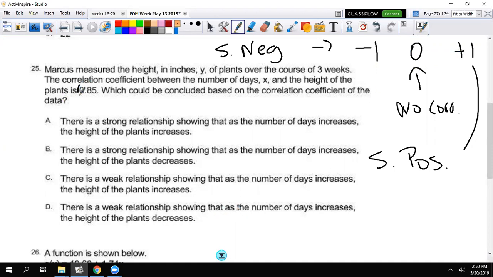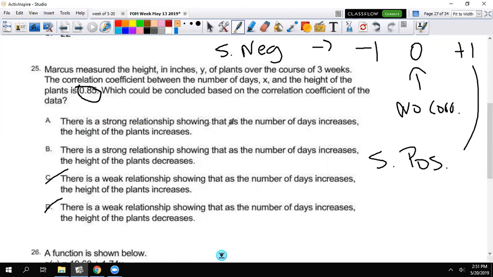So looking at 0.85, that's going to be a strong positive correlation. Looking at the answer choices, we're looking for strong. A has strong, B has strong, C has weak, and D has weak. So I would have marked out C and D, okay?